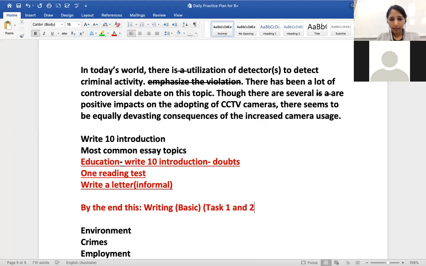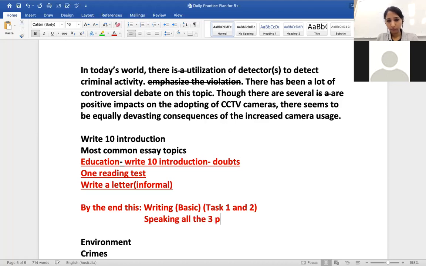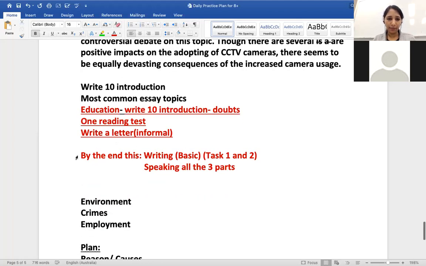And by the coming Monday, you should know speaking. You should know all three parts, and you should become familiar with all the other question types. So this should be our progress plan for the coming week.